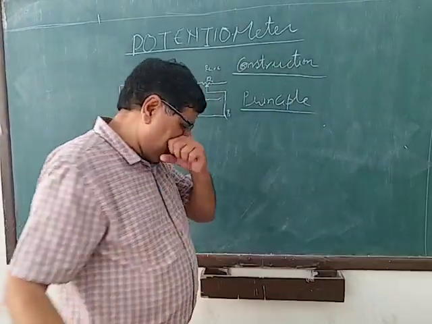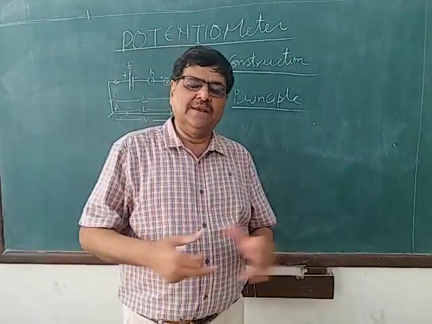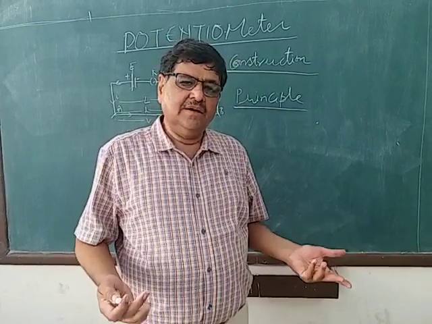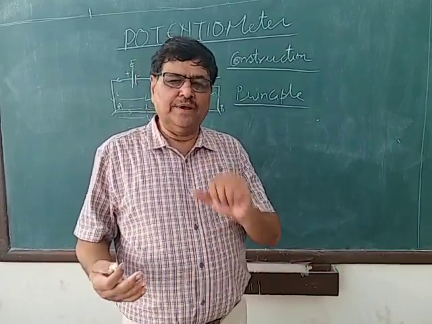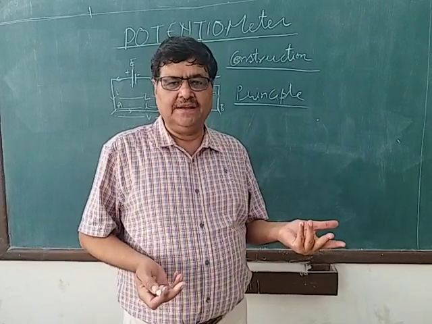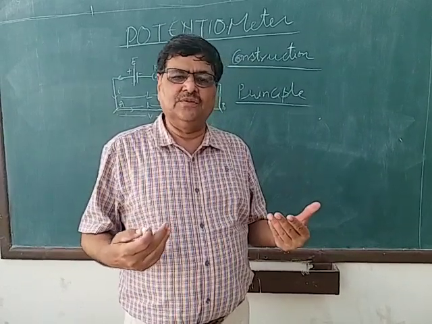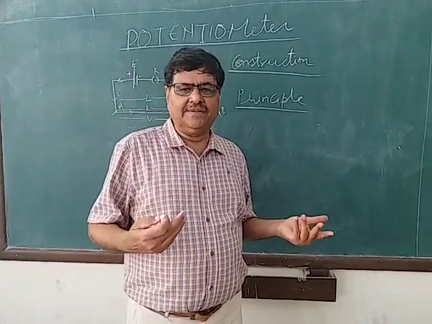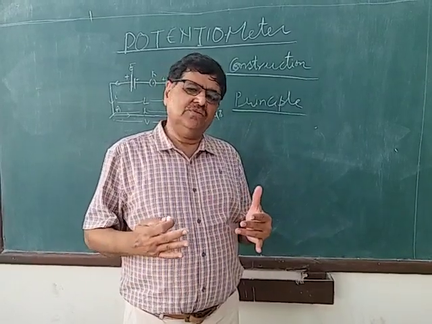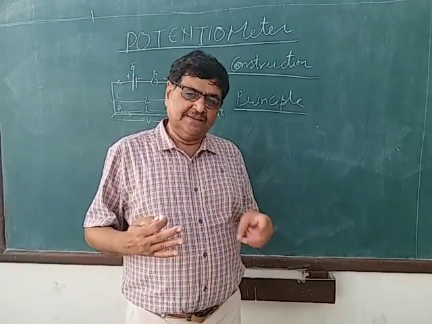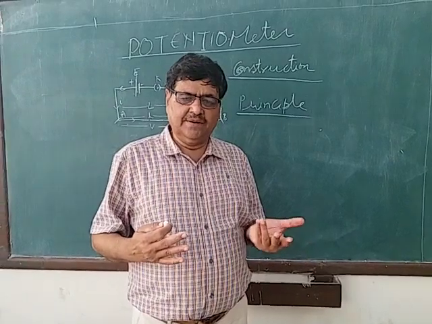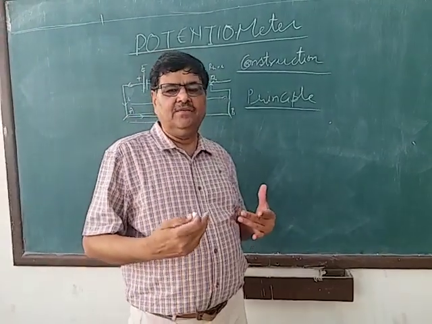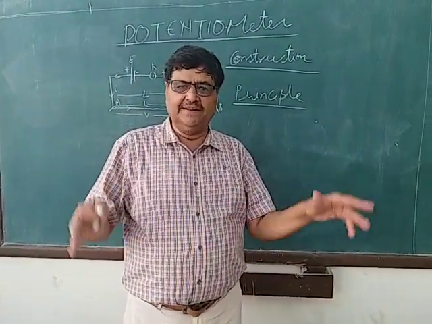See, the use of potentiometer is mainly to find out the EMF of a cell. And in your theory, there are two experiments: comparison of EMF of two cells and finding the internal resistance of a cell. So today we are going to understand how we can find out the EMF of a cell, or how we can compare the EMF of two cells. This is a 3-mark question normally asked in the examination, so try to understand it very carefully. Plus, this understanding will help you in performing these experiments in the laboratory also.